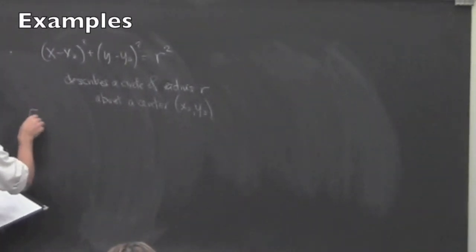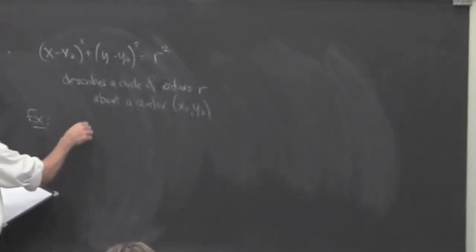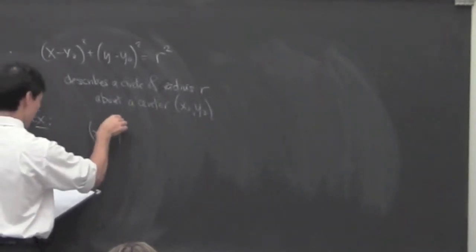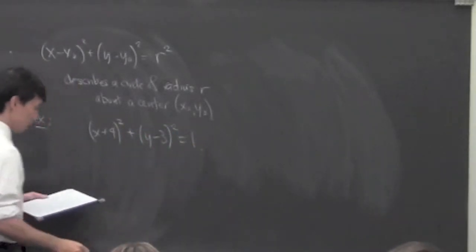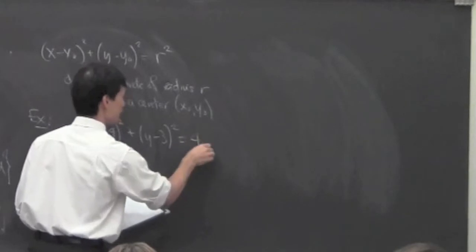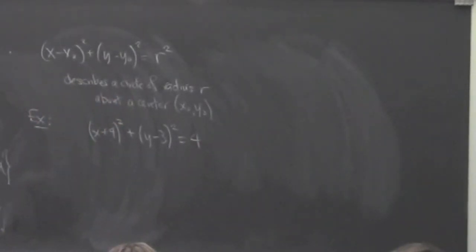So, for example, if I gave you something like this, (x + 4)^2 + (y - 3)^2 = 4, then you would be able to tell me, just by looking at it, what the center and what the radius are. Think for 5 seconds. And then somebody tell me what they got.